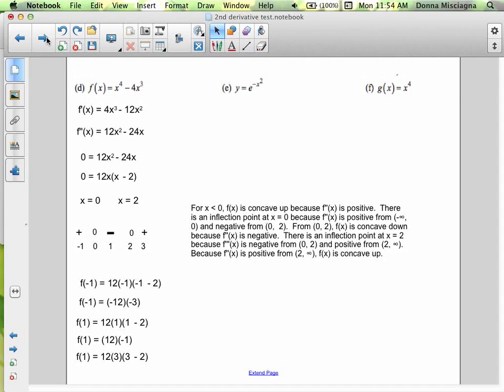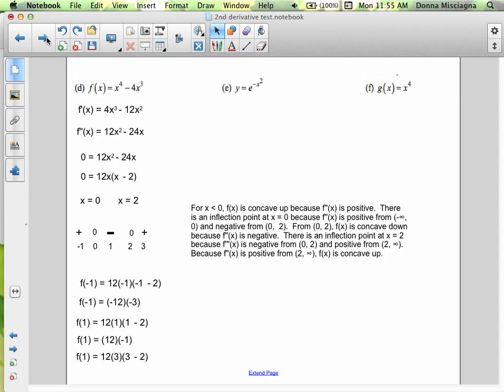Second derivative, one more power rule, right? So we got 3 times 4, 12x squared, minus 12 times 2, 24x. Set that equal to 0. Nice, easy derivative here, nice, easy solve. Factor out the 12x, set them both equal to 0, so x is 0 and x is 2. Got your sign chart here.